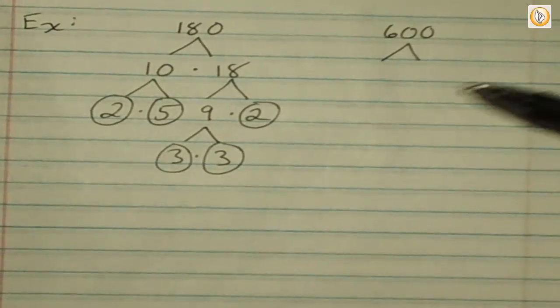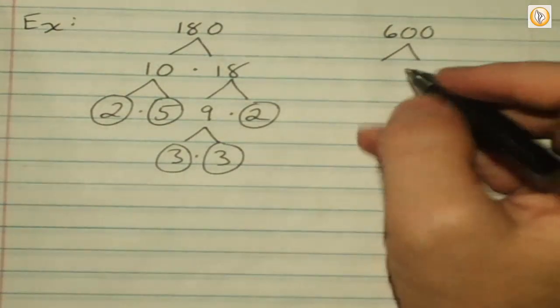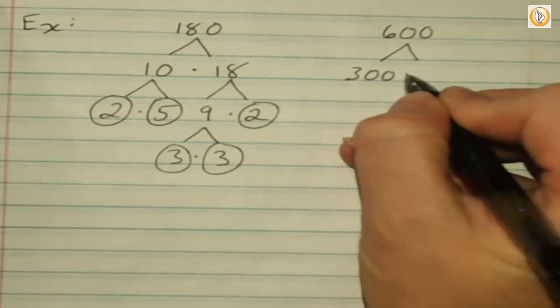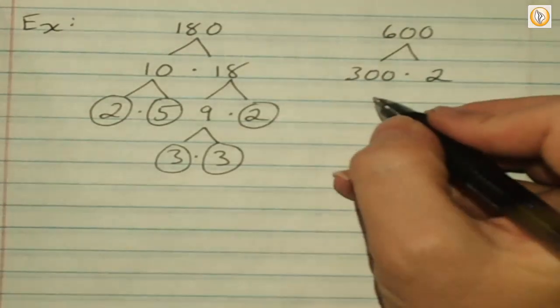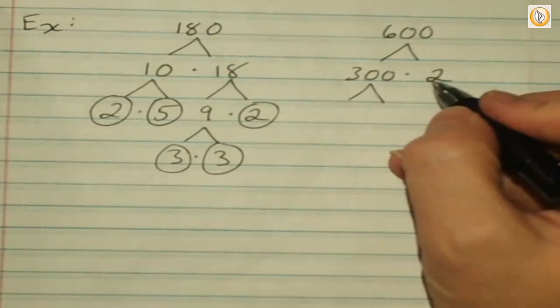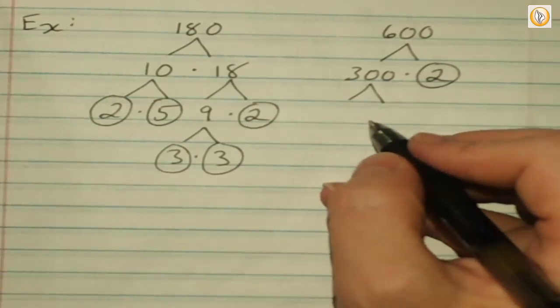All right. So, Kelly, you want to do 600? What two numbers give me 600 when multiplied? 300 times 2. Is 300 prime? No. Is 2 prime? Yes. All right. What two numbers give me 300?